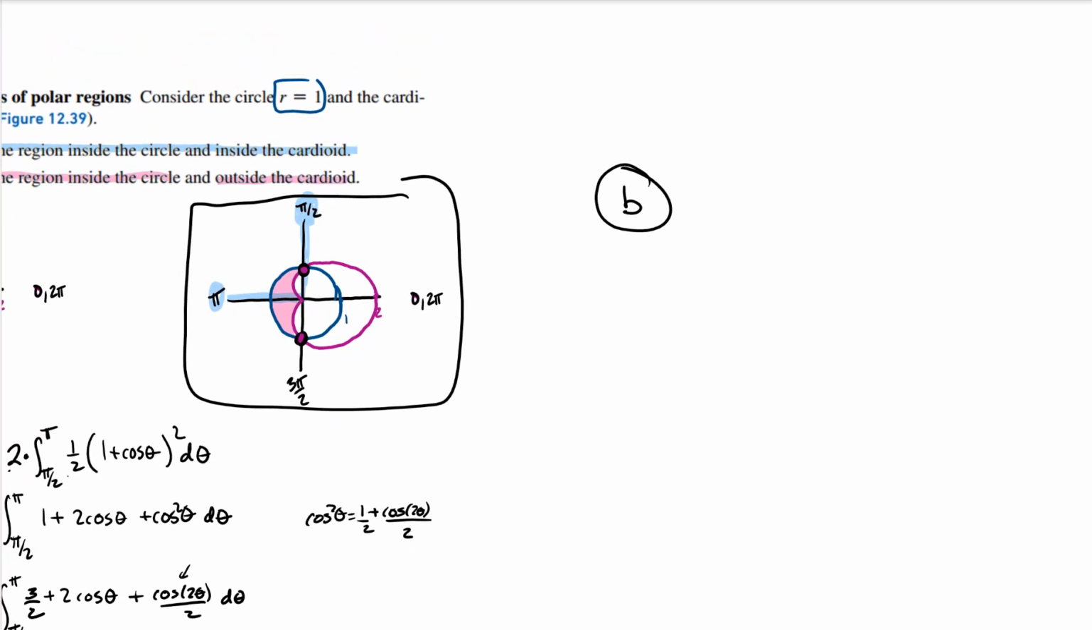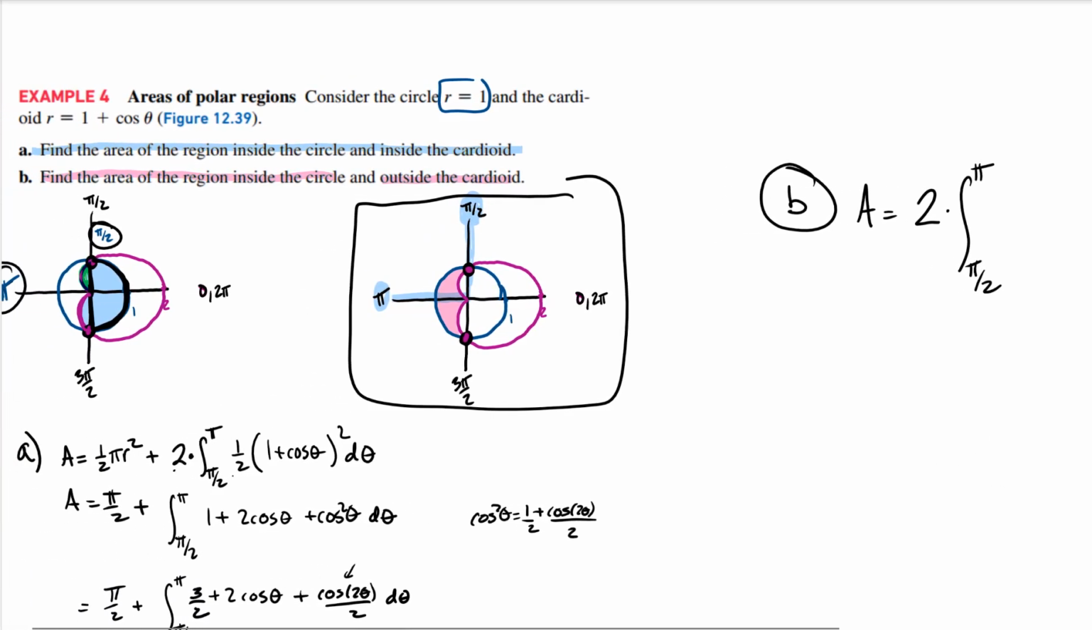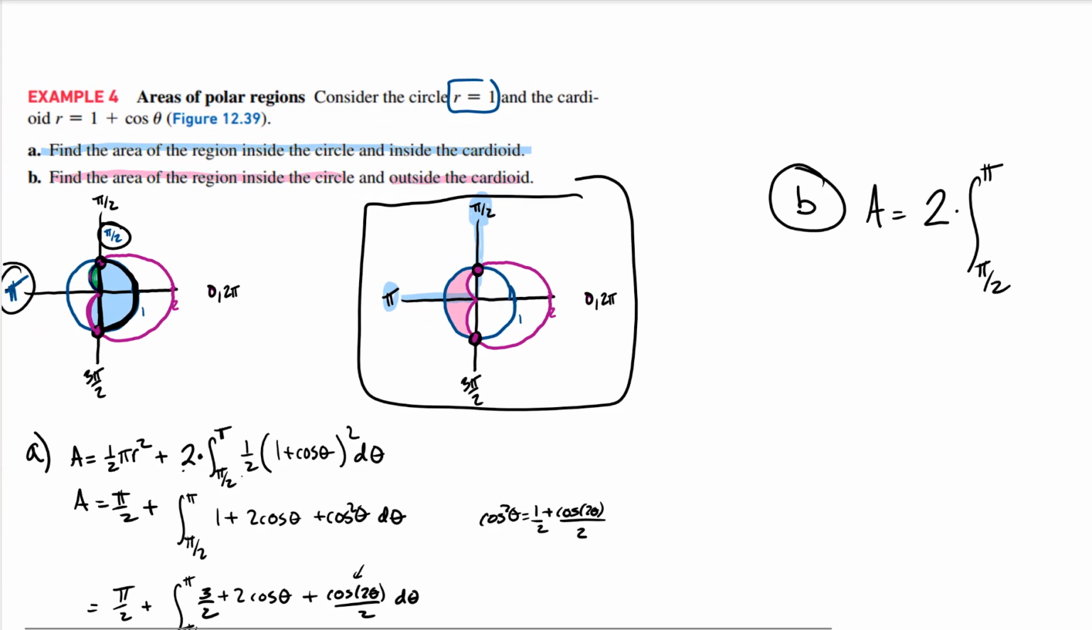But now we're going to finally use our formula. We're going to say the area is going to be 2 times the integral from pi over 2 to pi. Also, if you went from pi over 2 to 3 pi over 2, you'd end up having an answer that's not true. So you got to use your symmetries here. And what's the outside function? The outside function is the circle.